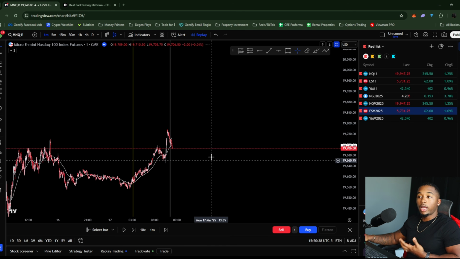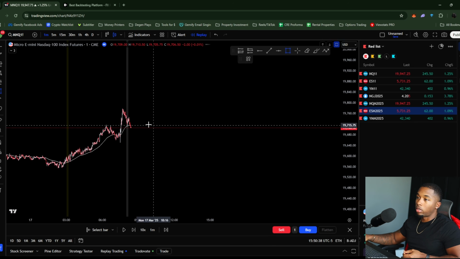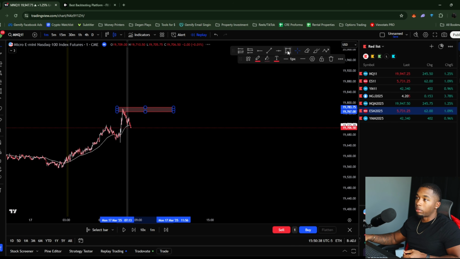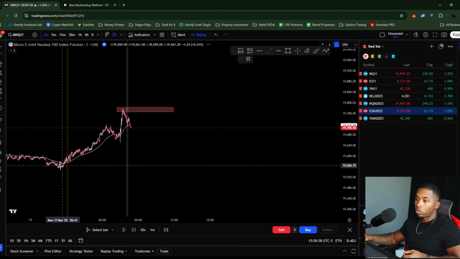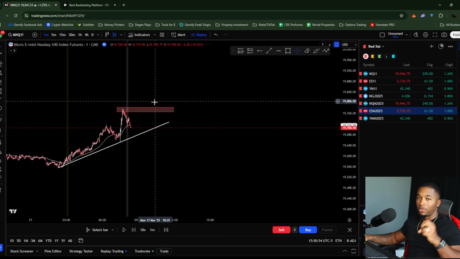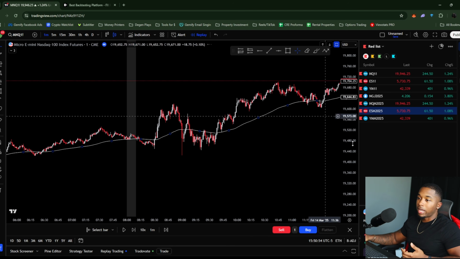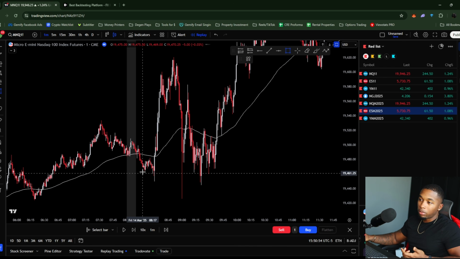The reason why this is so valuable is because we're able to practice drawing our resistance zones. We're able to practice drawing our trend lines as we see here. We're able to just practice doing that without cheating for the most part and seeing what happens. Yes, we can scroll back and look at price action and be like, yeah, there's a support zone right here.